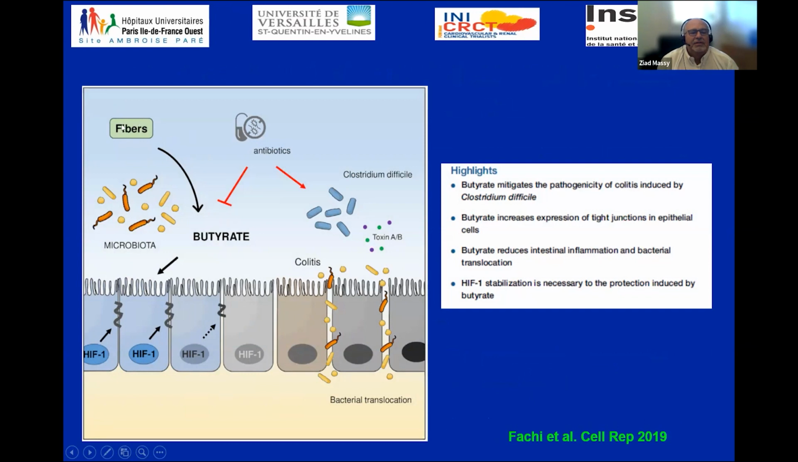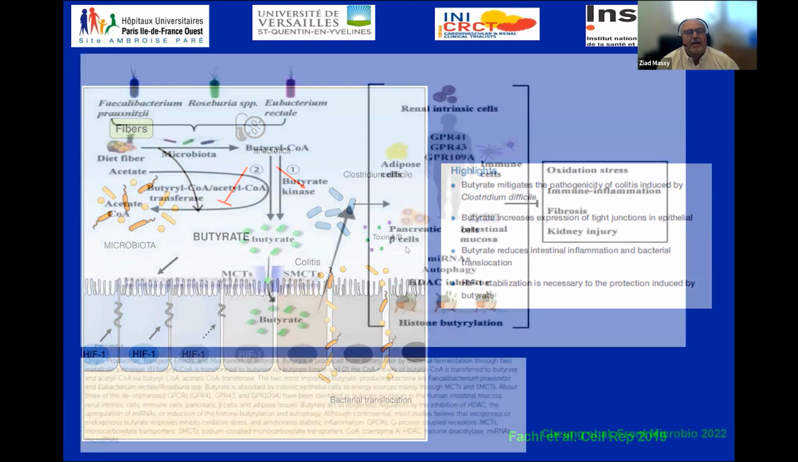Butyrate, as you know, comes from the digestion of fiber. Butyrate increases expression of tight junctions in epithelial cells. This means that it protects against enlargement of the paracellular pathway between the cells. It also has an additional effect on inflammation and translocation, which has been used, for example, when you have colitis linked to Clostridium difficile.